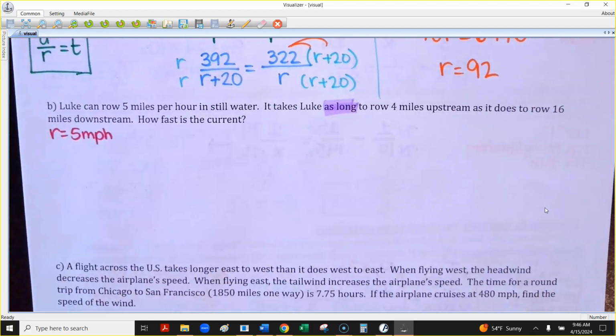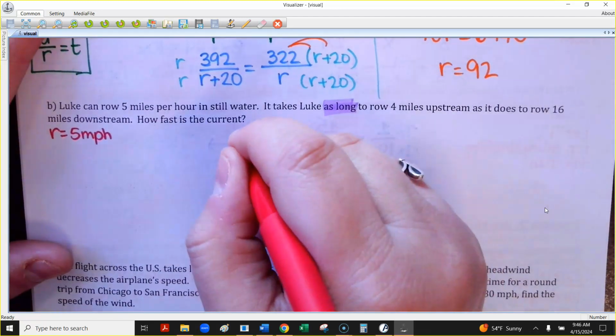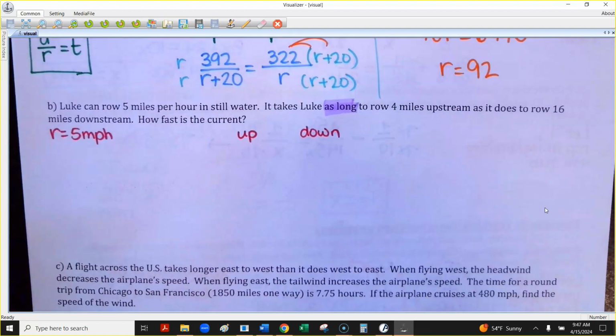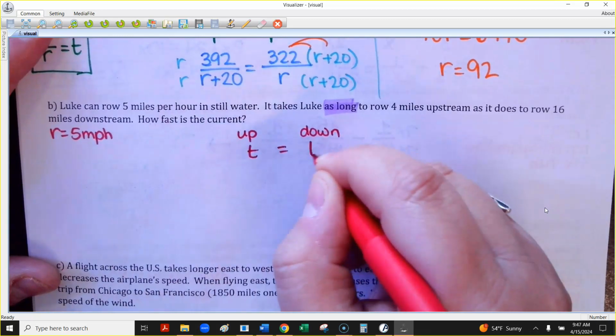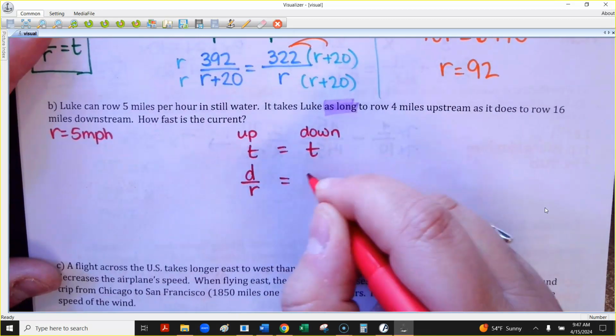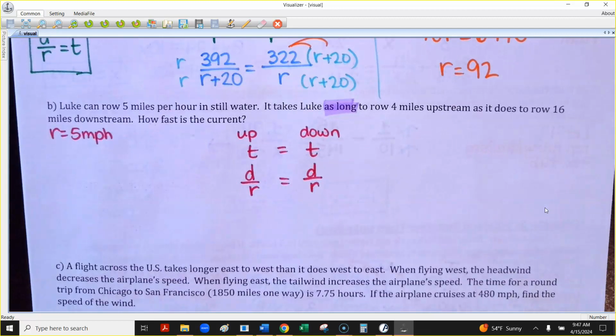So if he's rowing 5 miles an hour and those two distances are obviously radically different, that means there's a current that's working either for him or against him. So see if this makes sense. Okay, so I'm going to do upstream, downstream, right? The times are the same. So distance divided by rate, again, I'm just substituting that in for time, is going to be set equal to each other to help you solve this.